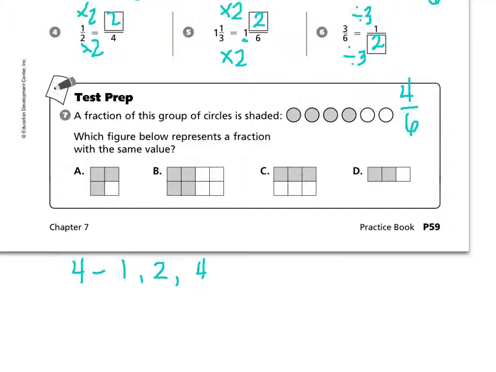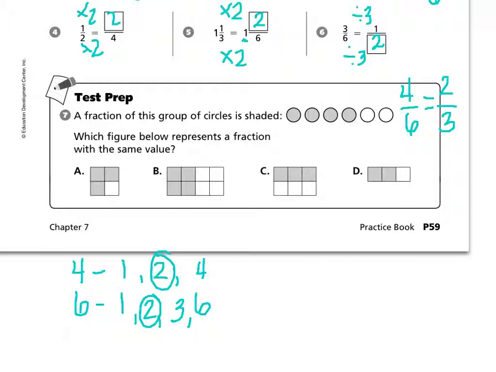But I only write 1, 2 down. For 6, it'd be 1 and 6, 2 and 3. What's the greatest common factor? 2. 4 divided by 2 is 2. 6 divided by 2 is 3. So 4/6 is equal to 2/3.